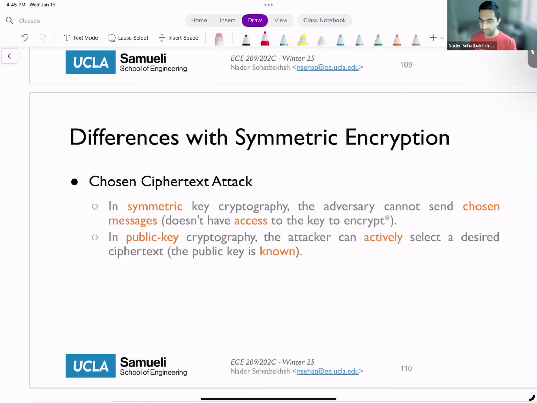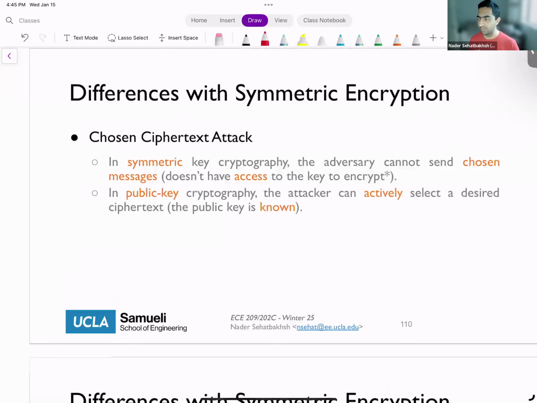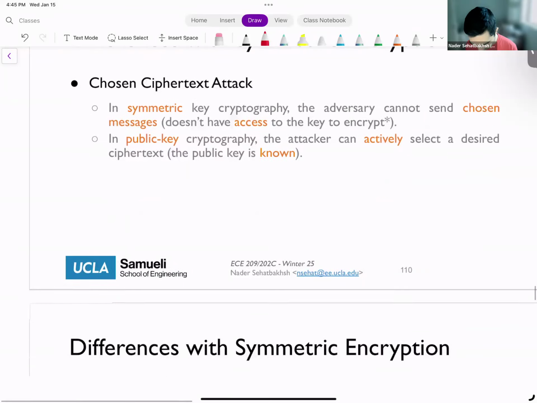And this is what I just said: in symmetric, the adversary does not have access to chosen messages and particular ciphertext. In public key encryption, they do. And by the way, when we say public key cryptography, we mean asymmetric. When we say symmetric key, it means symmetric.